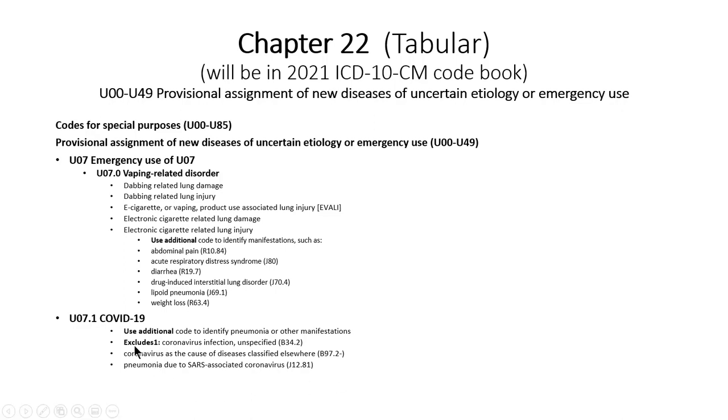You may remember from your reading, excludes 1 tells the coder you cannot use this code, U07.1, and this code, B34.2. You have to use one or the other. That's excludes 1.